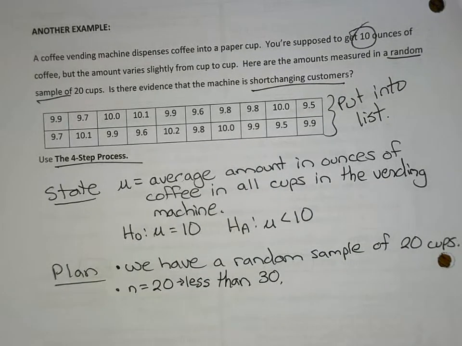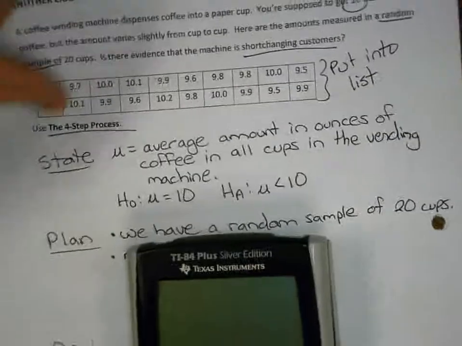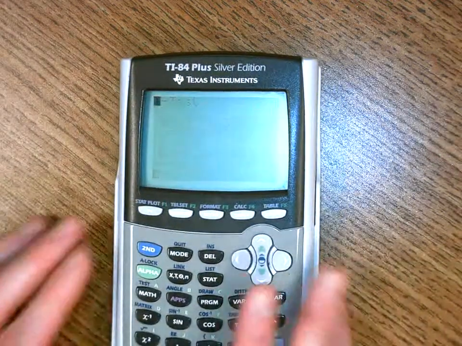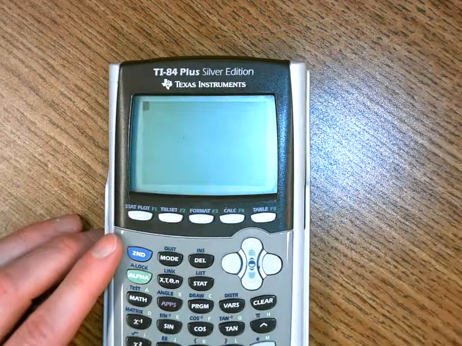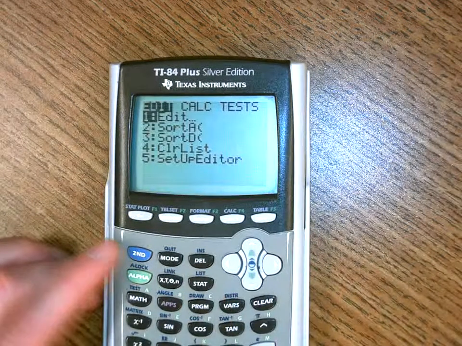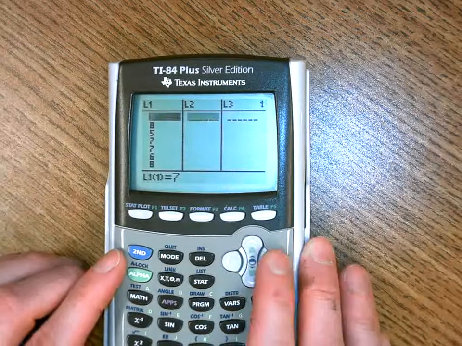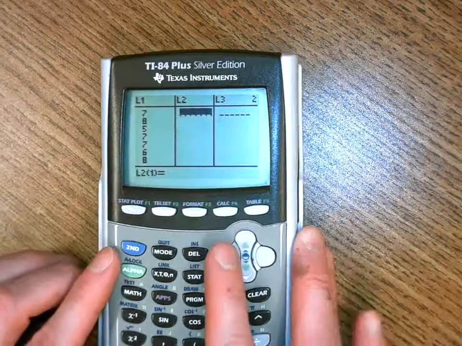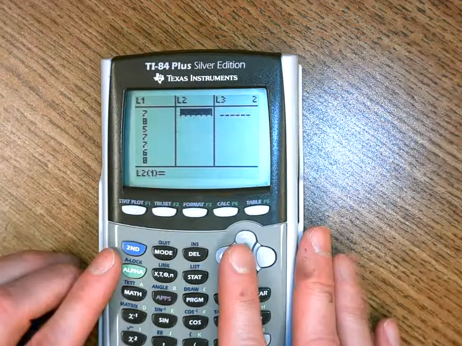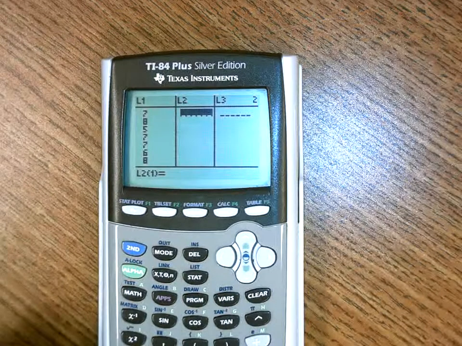So I'm going to go to the calculator and start putting all these numbers in. You should do the same. I'm recording through this, in case you were wondering. I'm going to put them in L2 because I still have values from the notes that I recorded earlier.